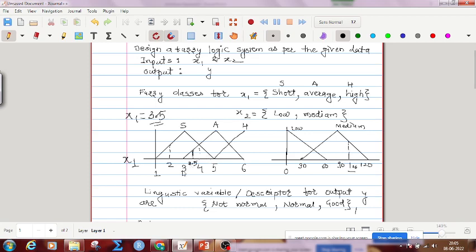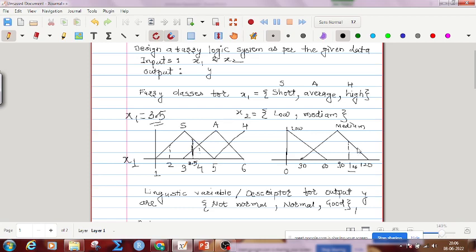Is everyone understanding 3.5? Where it lies? In two classes. It is in the class short as well as average. If I continue this line, it is in two classes, short as well as average.